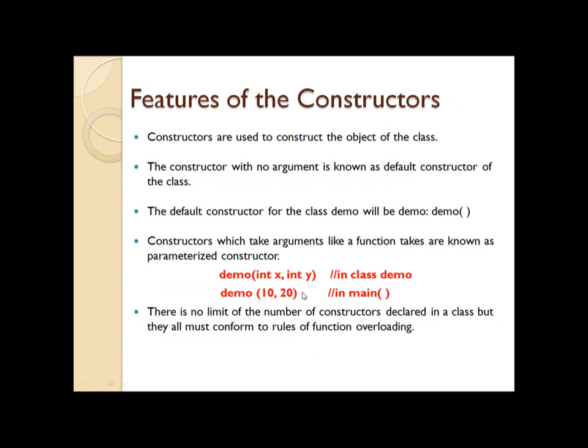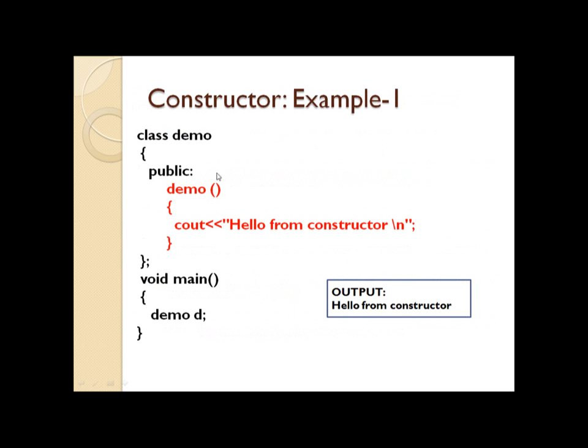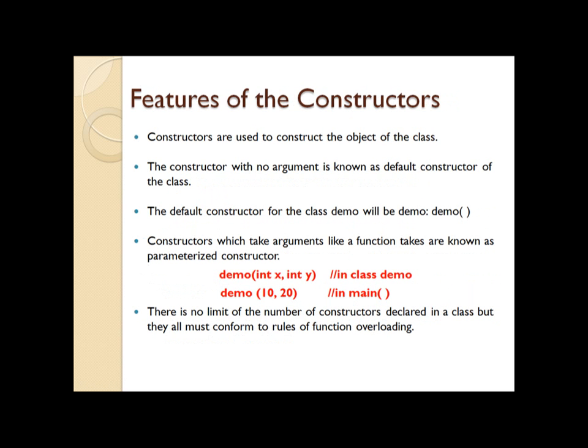Some more features are listed here. Constructors are used to construct the object for the class, which you have seen in the previous example. A constructor with no argument is known as a default constructor. So here there is no argument given. We have not passed any argument inside the parentheses. So this is a default constructor. And if we are passing a parameter, then it will be a constructor with parameter.